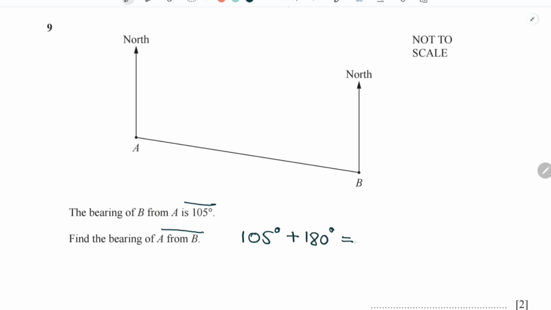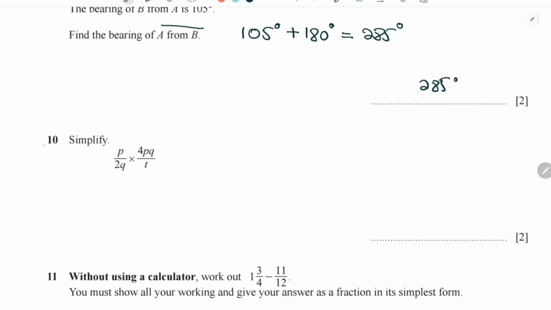So 105 plus 180, that becomes 285. So this is the answer, that is 285 degrees. Question number 10, simplify P over 2Q. So first 2 times 1, 2 times 2, then Q cancels from Q. So we get 2P squared over T. This is the answer, 2P squared over T.